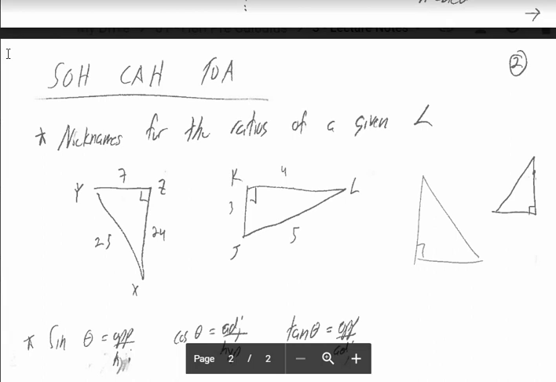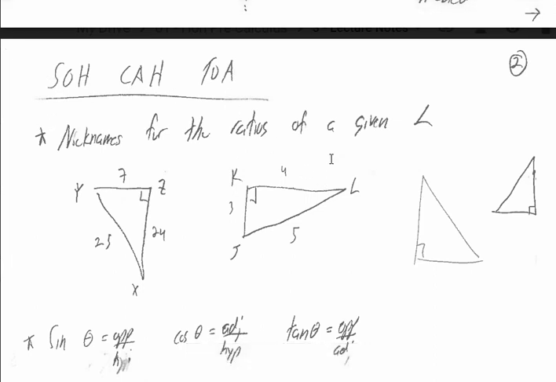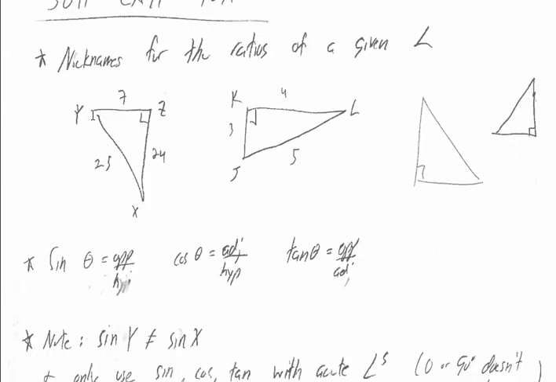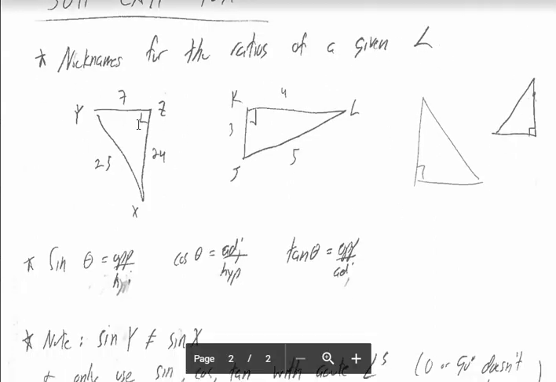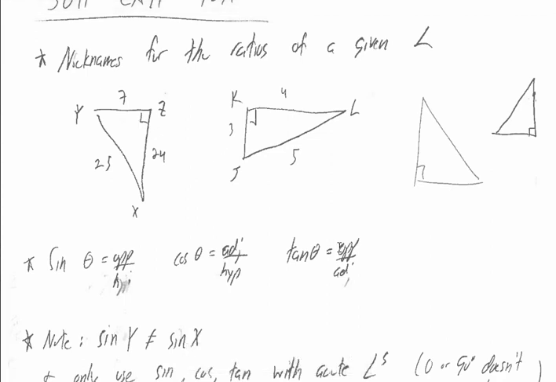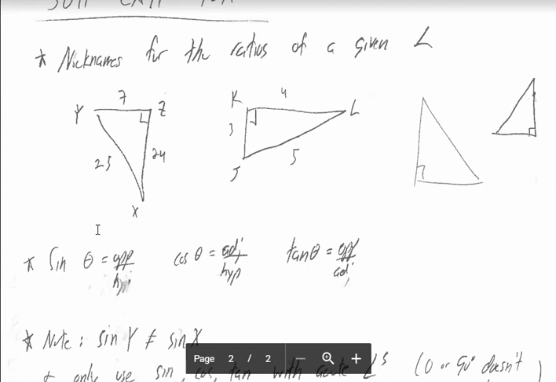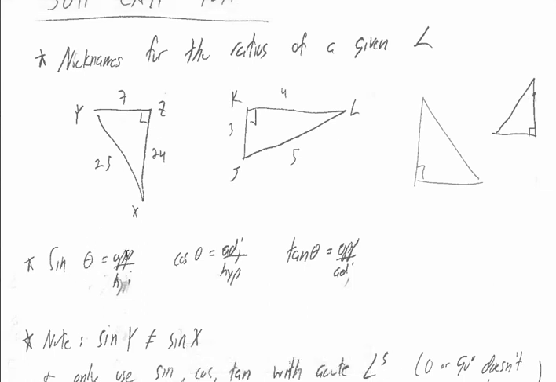Then we moved on to SOHCAHTOA, which is a sentence that is an abbreviation for the sine, cosine, and tangent. And as mentioned in the activity, there are nicknames for the ratios of the sides with respect to a given angle. The sine of a given acute angle is the opposite over hypotenuse. The cosine is the adjacent over hypotenuse, and the tangent of an angle is the opposite over adjacent.